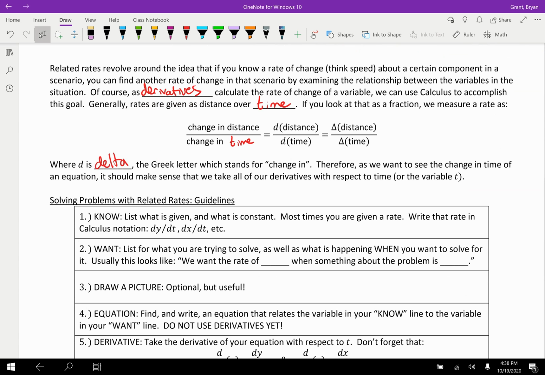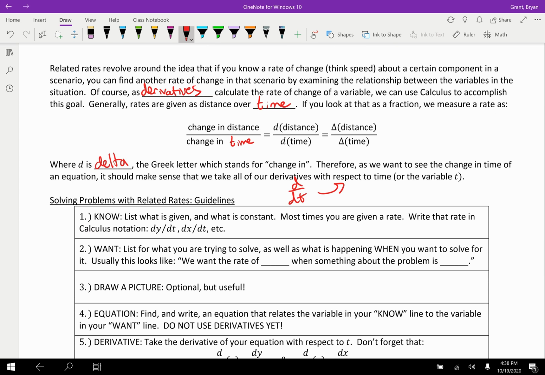So for today and for the next 3 days, we're actually going to be taking all of our derivatives with respect to time. So we're going to be doing d dt to both sides of an equation. And it's weird because the equations aren't actually going to have t in them.